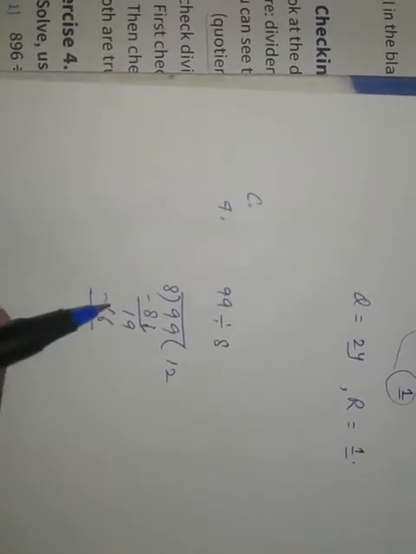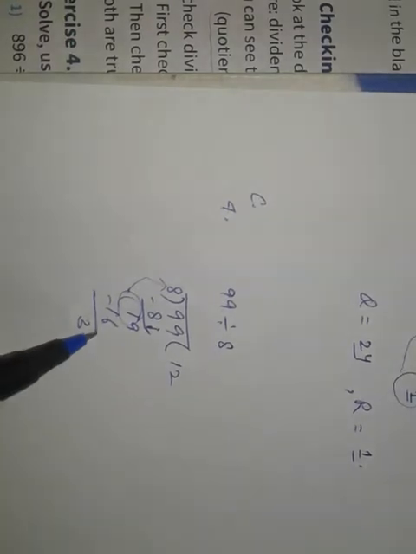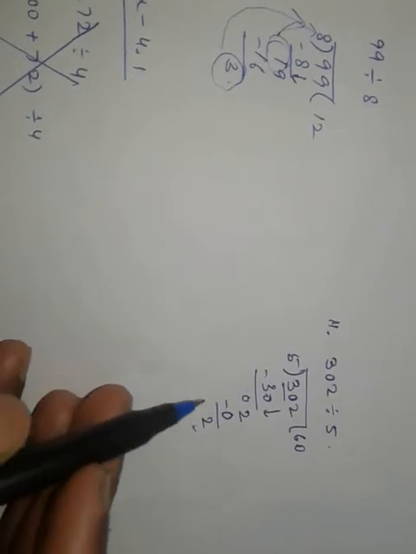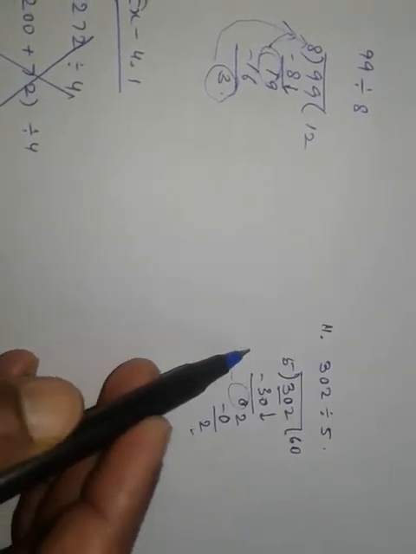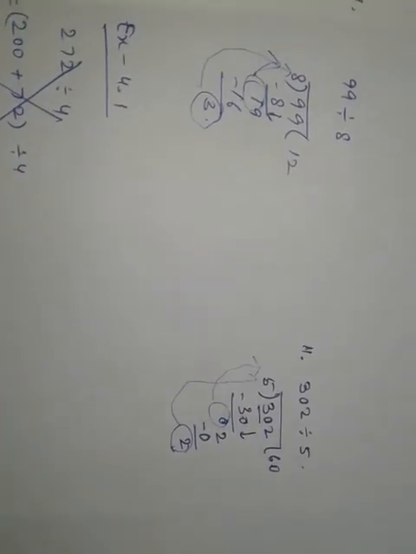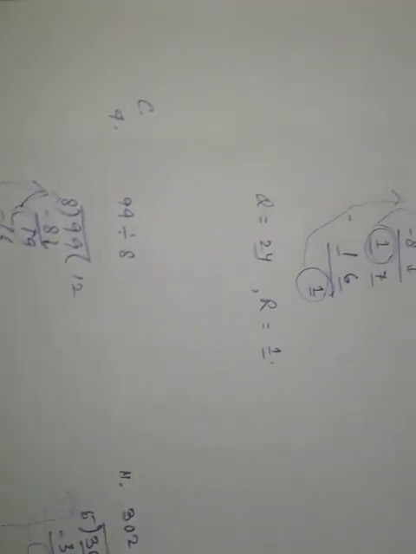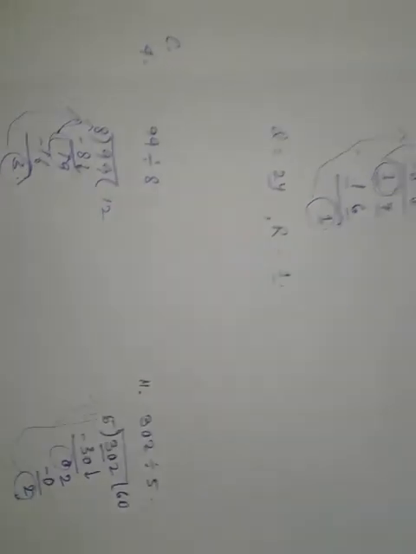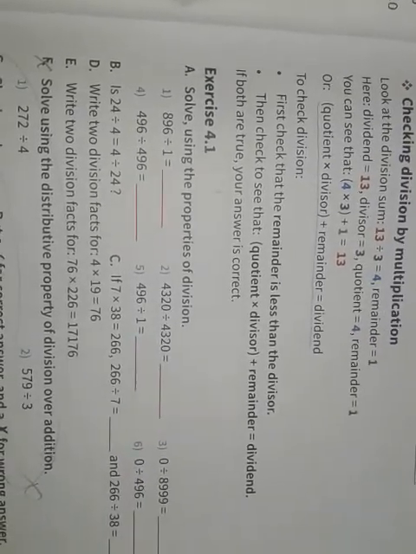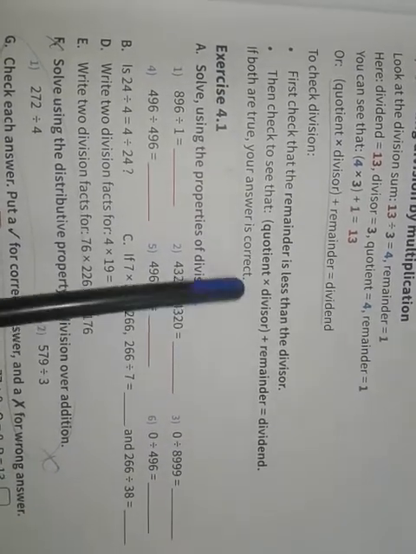You can see here also the remainder is 1, which is less than 8, and in this case also the remainder is 3, which is less than 8. Here also you can see the remainder is 0, which is less than 5. Here the remainder is 2, which is less than 5. So in this way you understand how to solve, how to check the answer, and how to check our steps. Okay, so here we have one formula also. What is the formula? Quotient into divisor plus remainder equals dividend. You have to keep this formula in your mind.